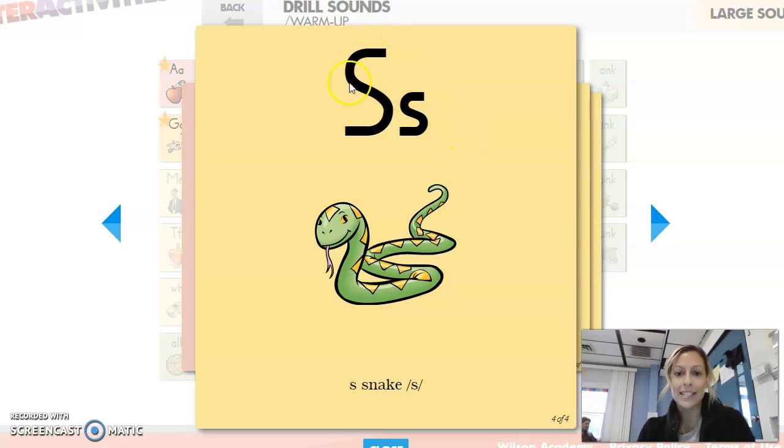This is the letter S. This is a picture of a snake. The letter S makes the sound S. So when you see this card, you can say S, snake, S.